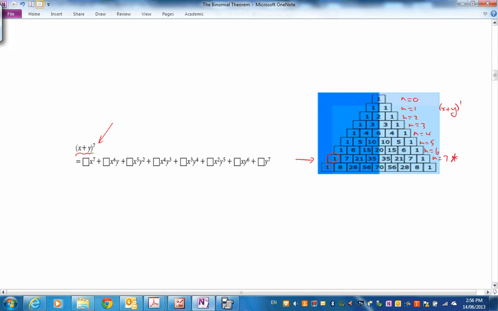Let's pick out the first number, which is 1. We've got 1 of them. Then the next is 7. So we've got 7 over here. And then there's 21. So we've got 21 of them. And then 35 in this one. We've got 35 of that type of term, 35 of the next type of term, and then 21 of the next type of term, and so on.